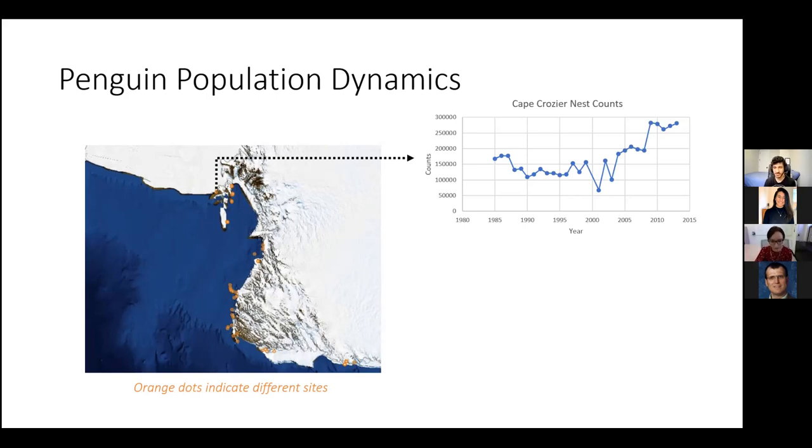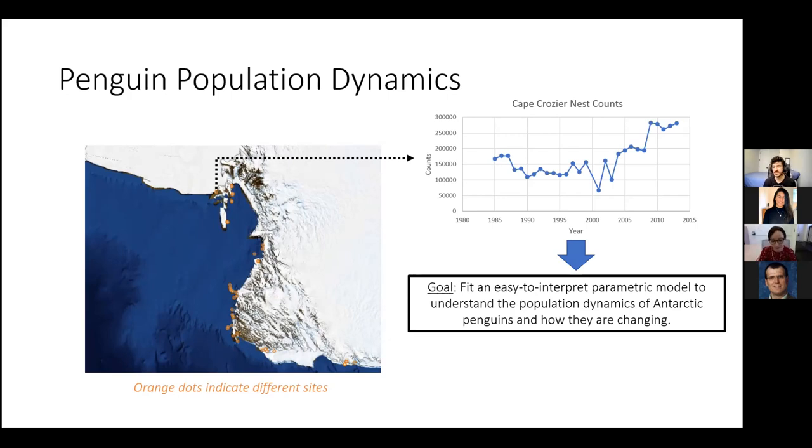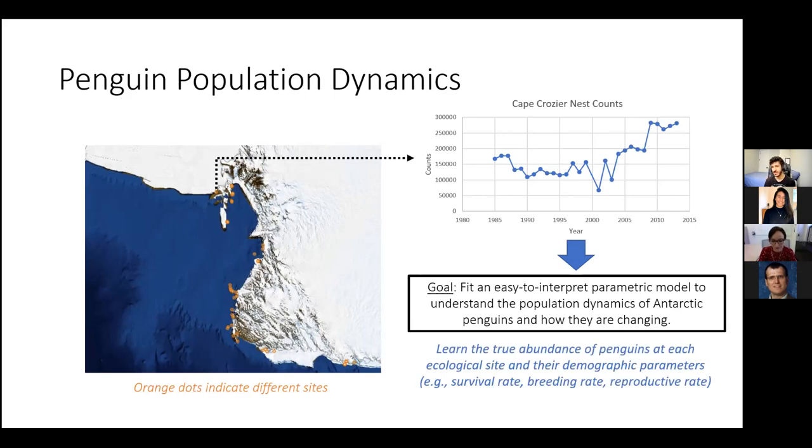And it's basically just a time series. And what we want to do with this time series is we want to fit an easy to interpret parametric model and understand basically the population dynamics of the Antarctic penguins and how they're changing. In other words, we want to learn how many penguins there are at each of the sites and understand their demographic parameters. So the survival rate of the penguins, their breeding rate, what the reproductive success is, all of that stuff. And the key thing that we want to point out here is that the model that we are using should be really easy to interpret because we want to communicate these findings to policymakers, for instance. And it's easier to have a nice, easier to interpret parametric model than to use something like, for example, a neural network where you can't really say, the neural network won't tell you that the survival probability of a penguin from age one to age two is 0.9, for example.